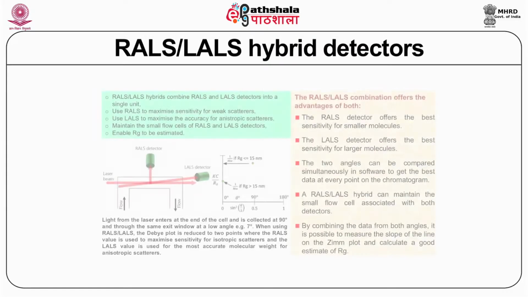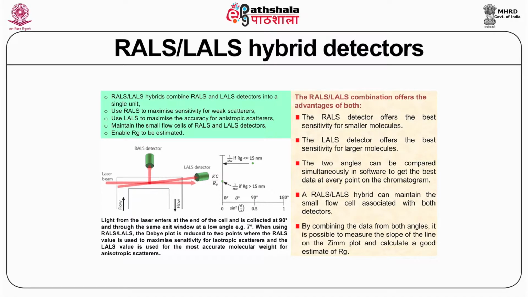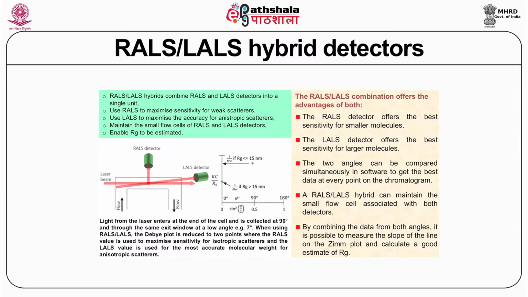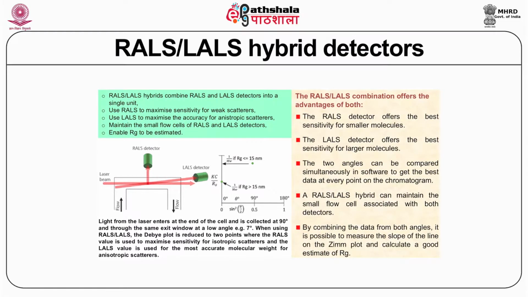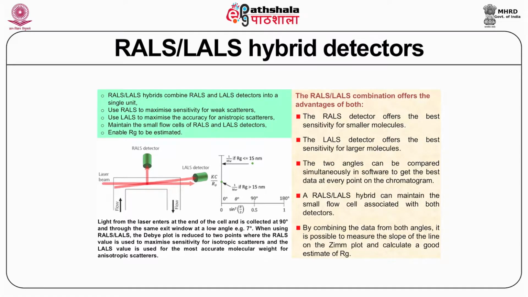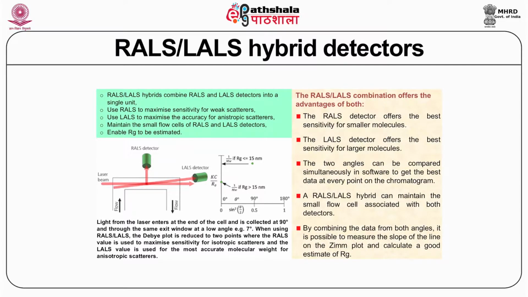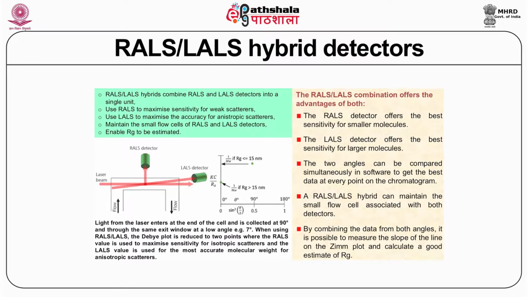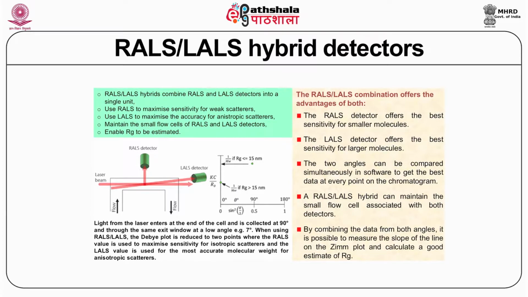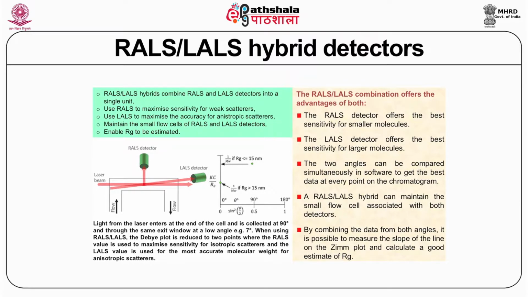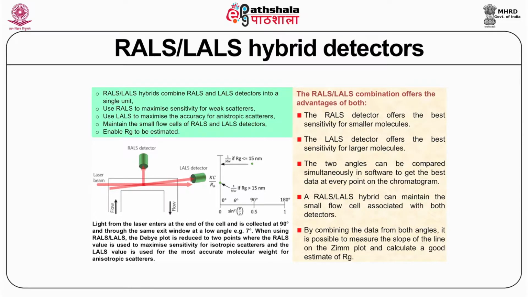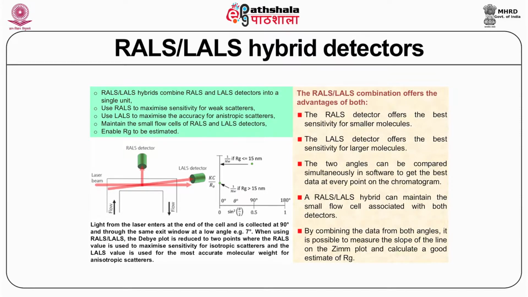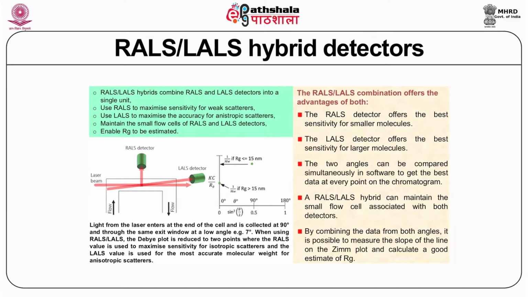Now we will talk about the hybrid detector, that is the combination of LALS and RALS. It is a hybrid system that combines RALS and LALS into a single unit. It uses RALS to maximize sensitivity for weak scatterers and LALS to maximize the accuracy for anisotropic scatterers. It maintains a small flow cell for the RALS and LALS detectors, enabling Rg to be estimated.